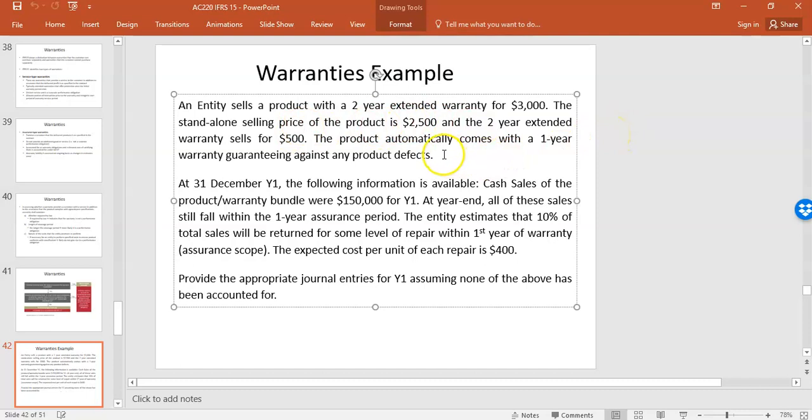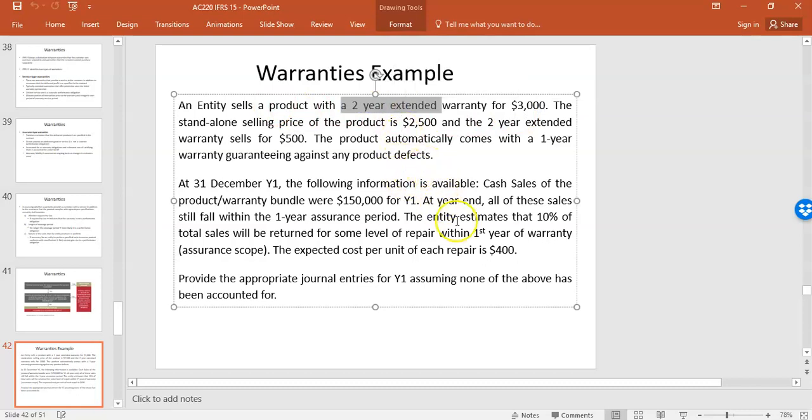The product automatically comes with a 1-year warranty guaranteeing against any product defects. Right? So for the first year, sales of the bundle were 150,000. And at the year end, all of the sales still fall into the 1-year assurance period. So what essentially is happening here is the first year is the normal assurance warranty because it automatically comes with it. Then the next 2 years, year 2 and 3, these will be the service warranty. So this service warranty here is a separate performance obligation that we're going to have to account for.